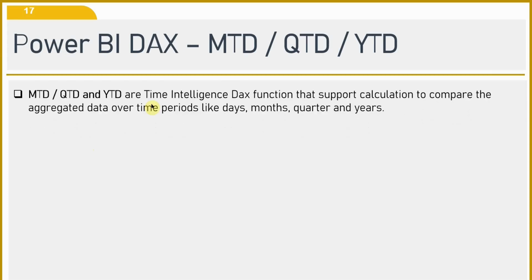MTD, QTD, and YTD are time intelligence DAX functions which support calculations to compare the aggregated data over time periods like days, months, quarters, and years. Basically, whichever function you are using, MTD, QTD, or YTD, it will calculate the total aggregated data and distribute that into months, quarters, and year.